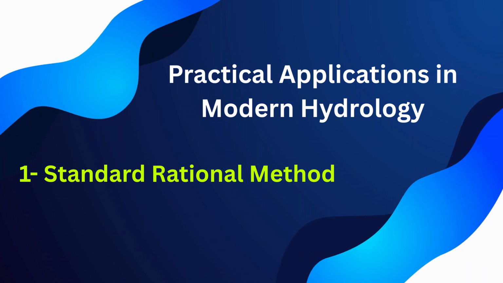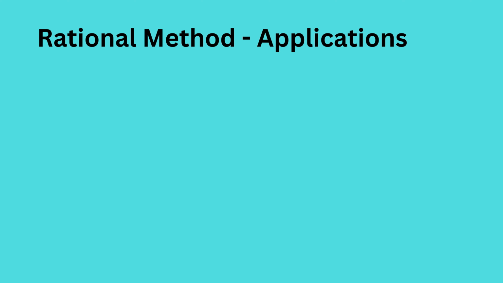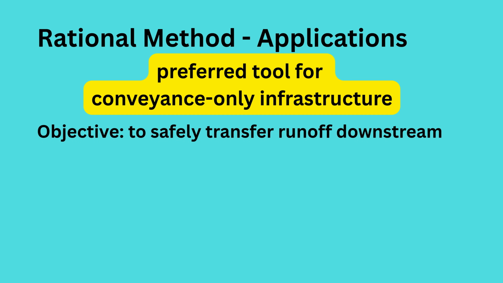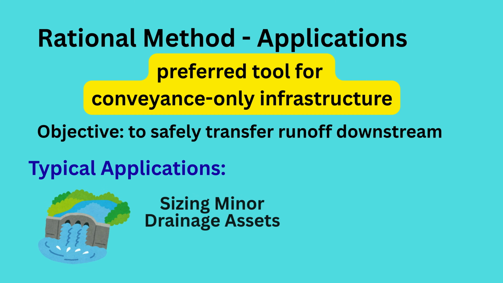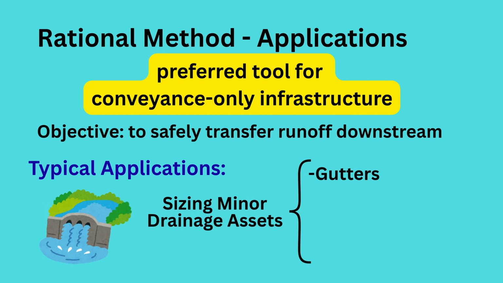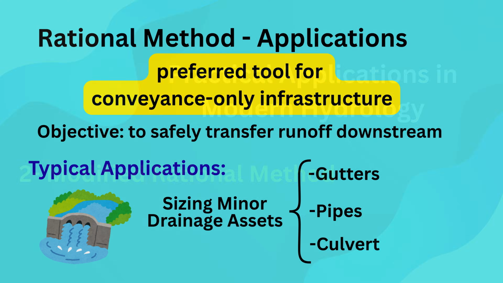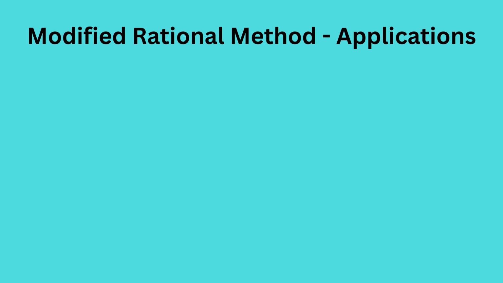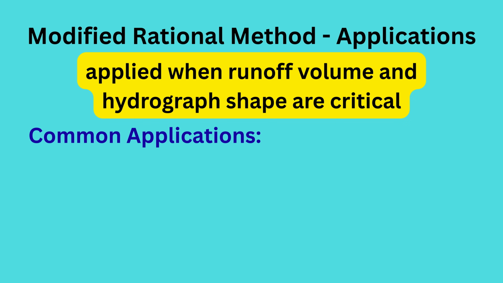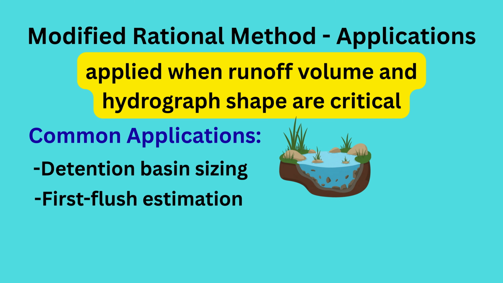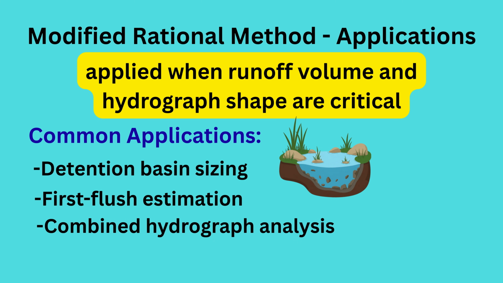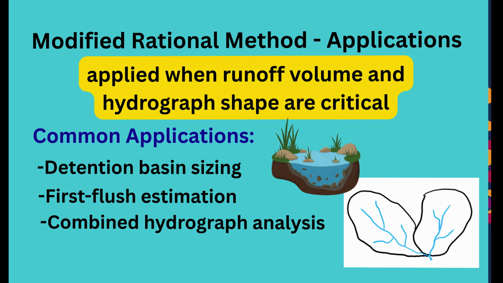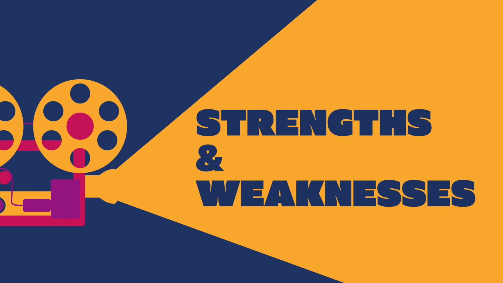The standard rational method is the preferred tool for conveyance-only infrastructure, where the objective is to safely transfer runoff downstream. Typical applications include sizing minor drainage assets such as gutters, stormwater pipes, and small culverts. The modified rational method is applied when runoff volume and hydrograph shape are critical. Common uses include detention basin sizing, first flush estimation, and combined hydrograph analysis for multiple small subcatchments contributing to a downstream control point.